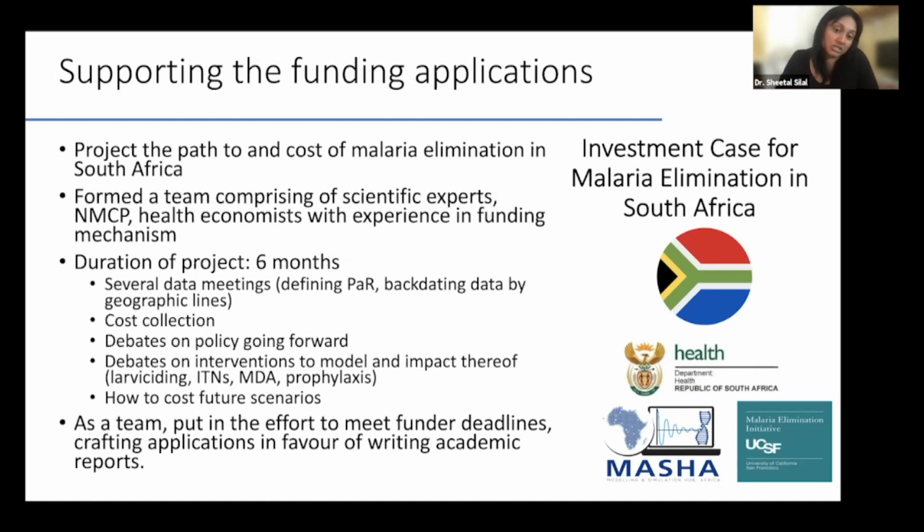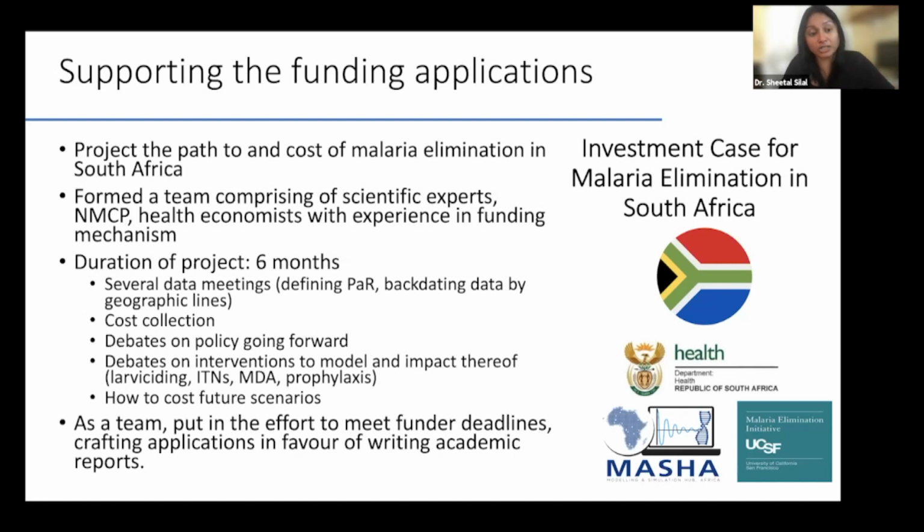So in an elimination setting like ours in South Africa, having a high prevalence neighbor in Mozambique with significant importation of cases and movement between countries in the SADC region, we have a lot of imported cases of malaria in South Africa. And so understanding that data, understanding the sporadic nature of transmission, we had to do things like define population at risk, look at how data was defined by geographic lines and backdate that data if boundaries and so on had changed.